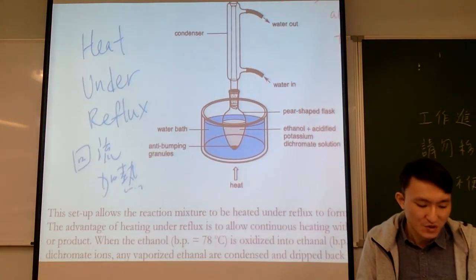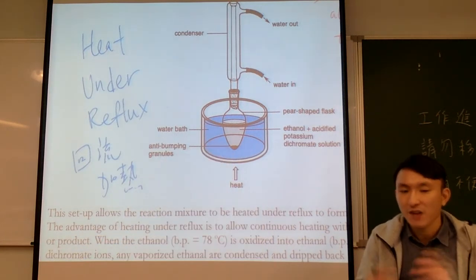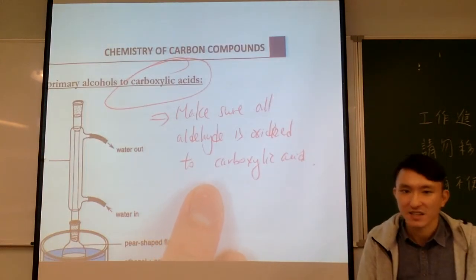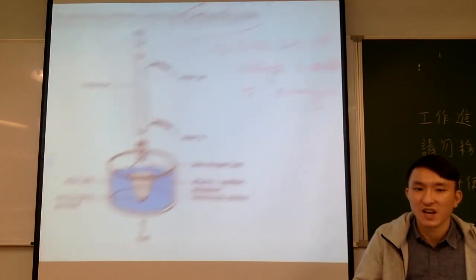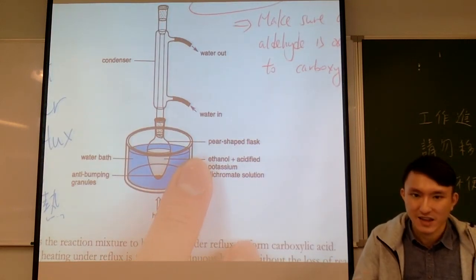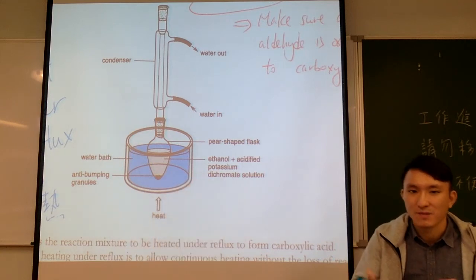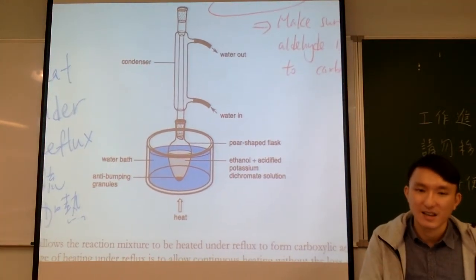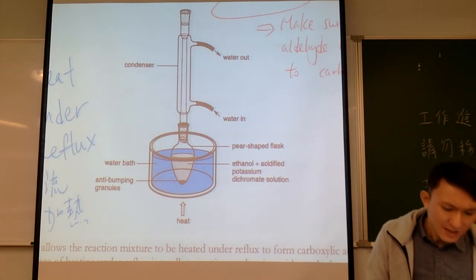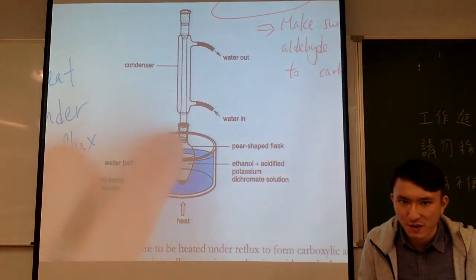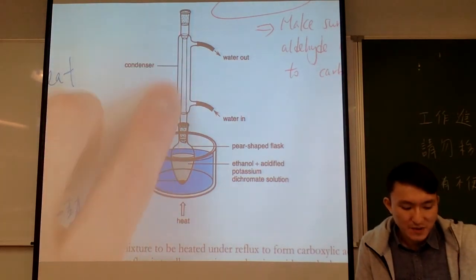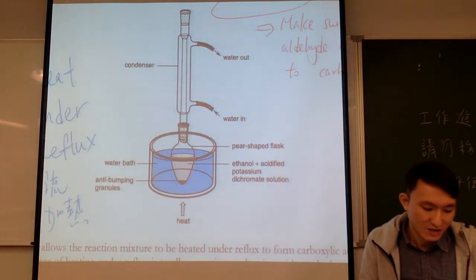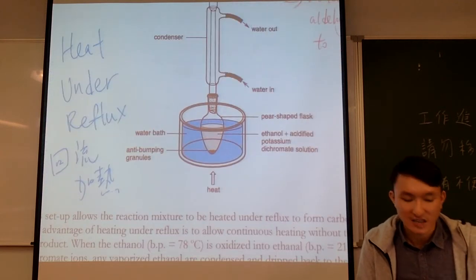So what we are trying to do is to heat it for a long time. Now, why do we have to heat it for a long time? Because we need to make sure all the aldehyde is oxidized into carboxylic acid. So of course, the longer the organic substance is staying together with the oxidizing agent, the more likely the aldehyde will be further oxidized to acid, right? So we need to heat it under reflux for a long time. The condenser here prevents the vapor from leaving, because when the vapor goes up, it will condense at the inner tubing and then flow back to the reaction mixture. So this is what we call heat under reflux.